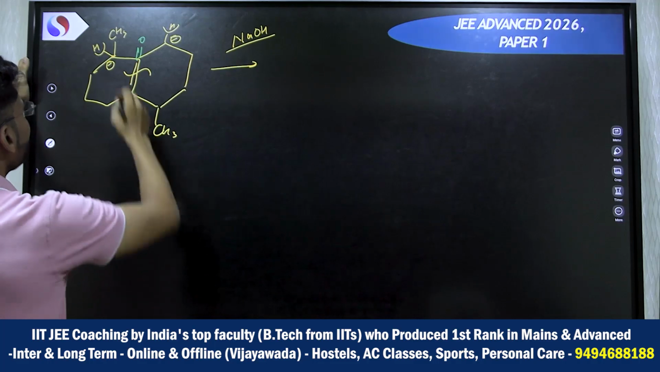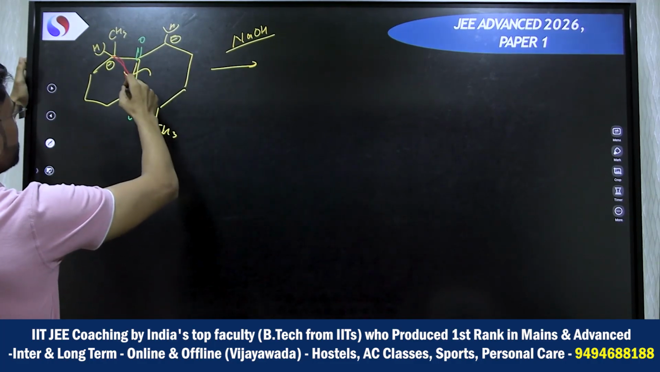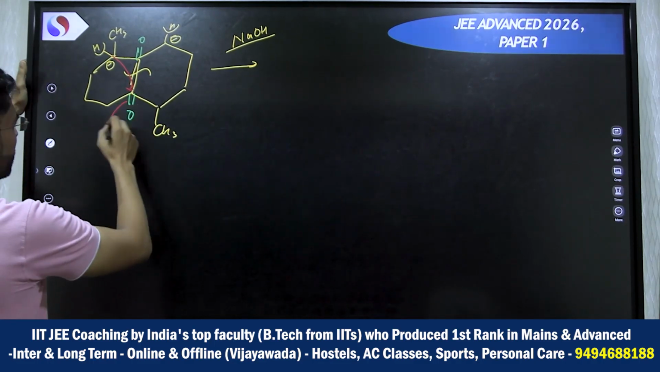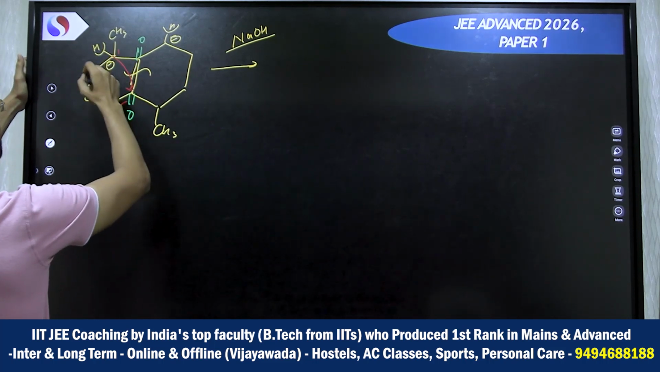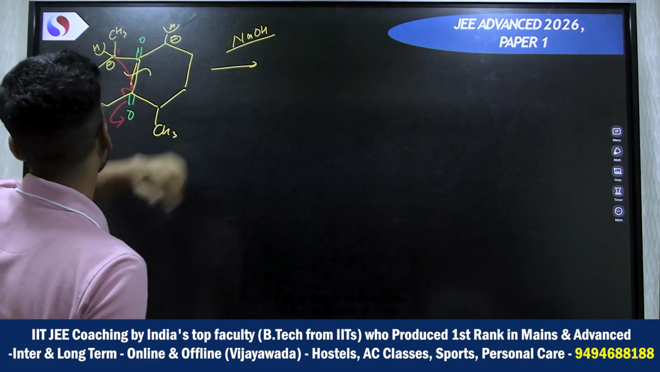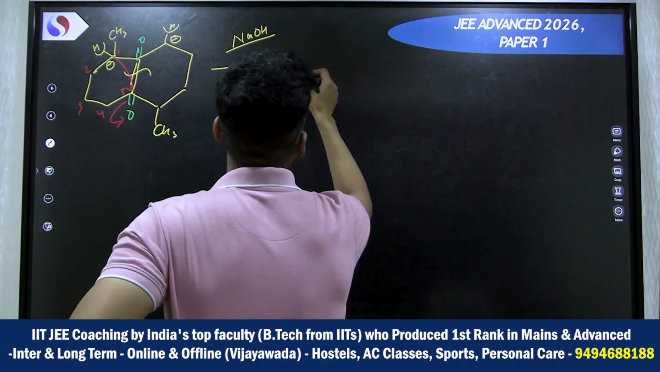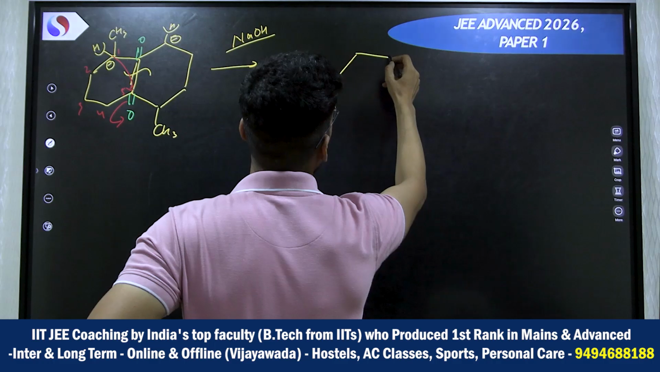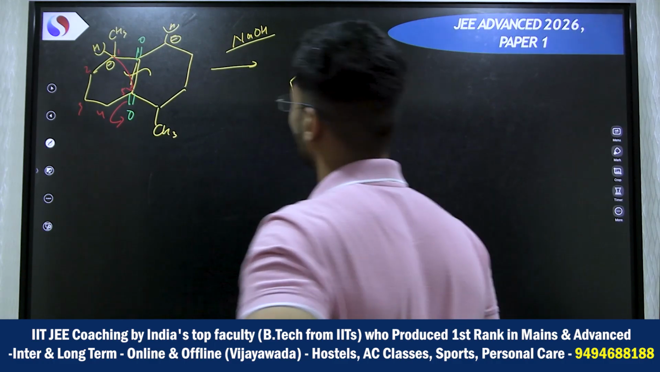So what will happen here? In this case, this negative charge will further attack on this, or this double bond will break. Now you can see, count this. This is 1, 2, 3, 4, 5. Means one is a 5-member ring, another is a 7-member ring. So let me write it down this way. This is a 5-member ring. 1, 2, 3, 4, 5. So this is a 7-member ring.